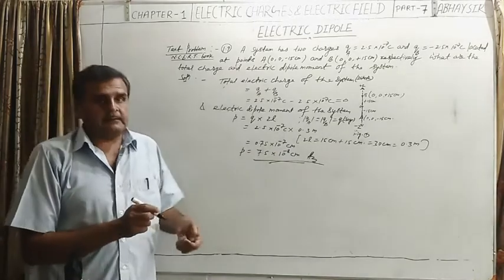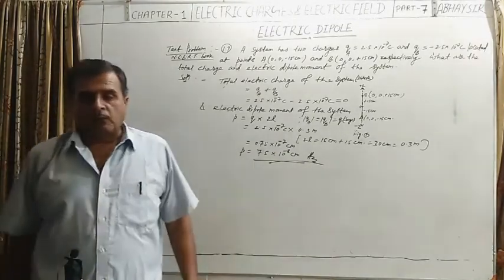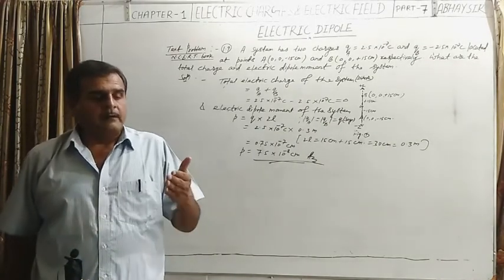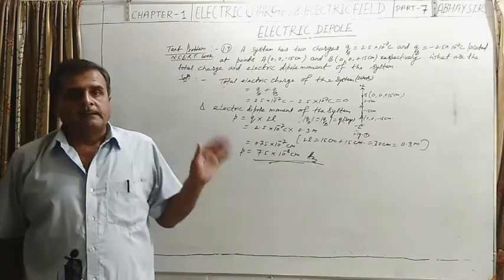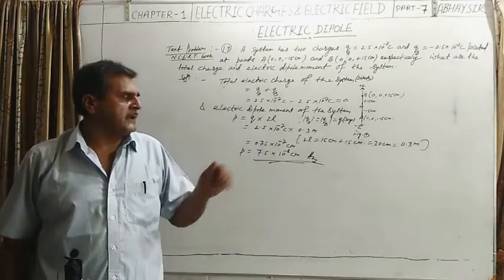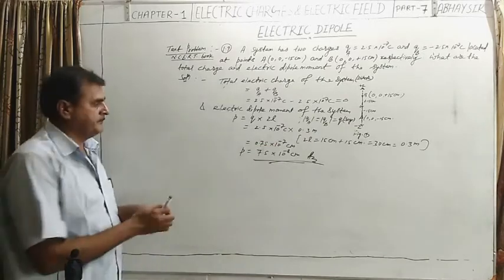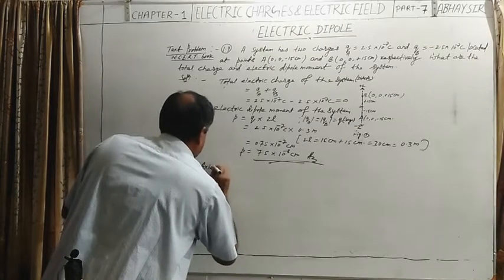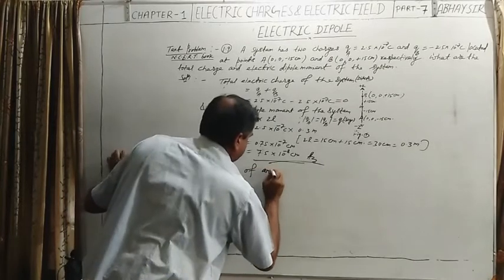Now the next topic is electric field: the expression for electric field due to an electric dipole on the axial line or equatorial line of the electric dipole. So what is the axial? First of all, we can define the axial point or equatorial point. The axial line of an electric dipole.